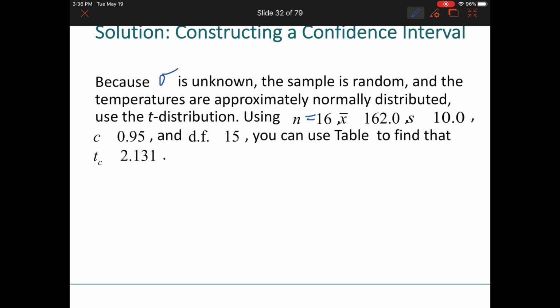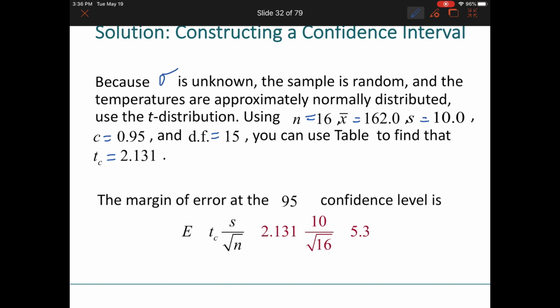Now, because sigma is unknown, which is the case in 8.3, and the sample is random, and temperatures are approximately normally distributed, we use the t-distribution. So if n is 16, of course df is 15. That's kind of easy. X bar is equal to 162, s is equal to 10, c is the 95% interval, and by the table, maybe even the calculator, you could find the t value as being 2.131.